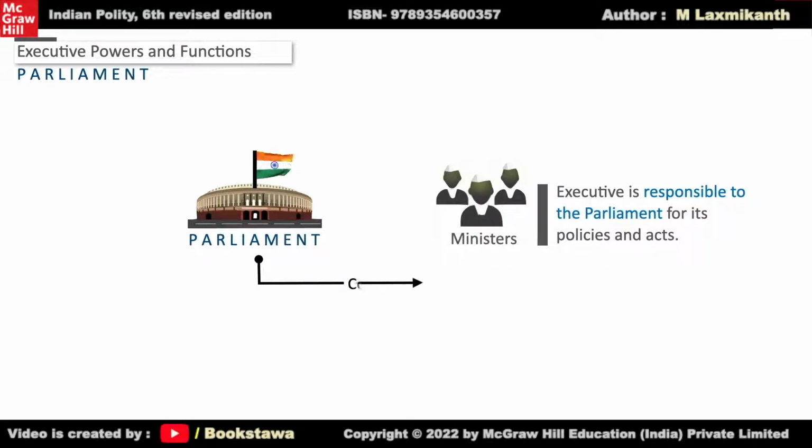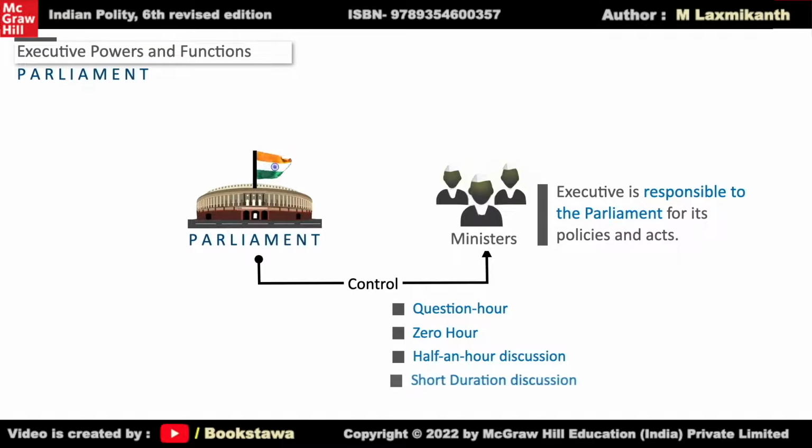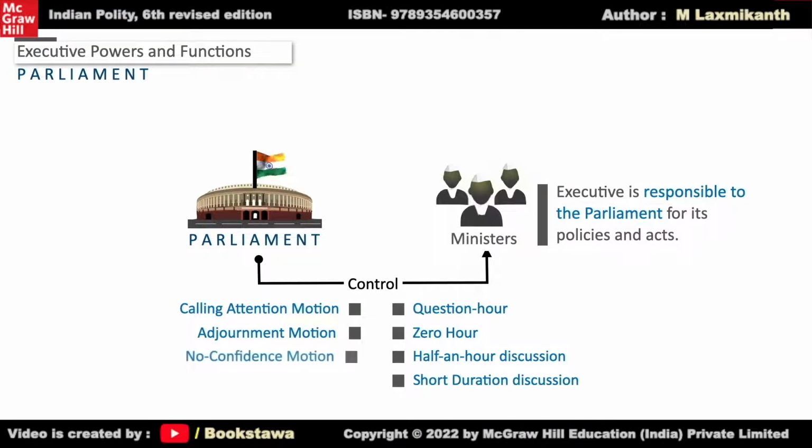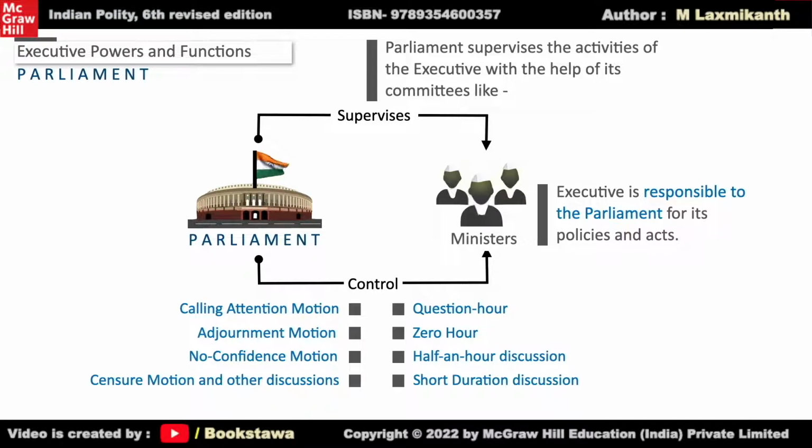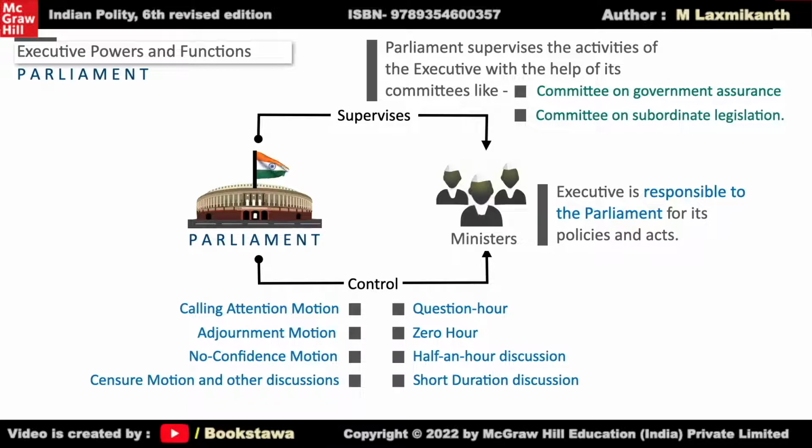Hence, the Parliament exercises control over the executive through question hour, zero hour, half an hour discussion, short duration discussion, calling attention motion, adjournment motion, no confidence motion, censure motion, and other discussions. Apart from this, Parliament also supervises the activities of executives with the help of committees like Committee on Government Assurance, Committee on Subordinate Legislation, Committee on Petitions, etc.